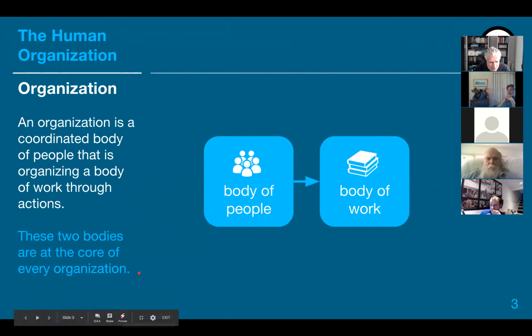Hold on, let me see if I can turn on my laser pointer. You guys see my laser pointer? It's there, yeah. Good. I love the laser pointer.